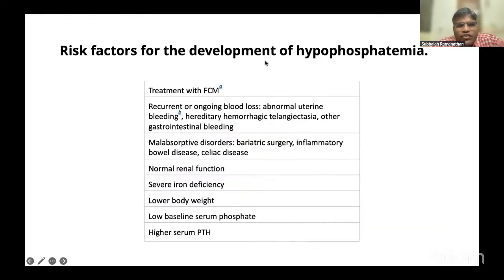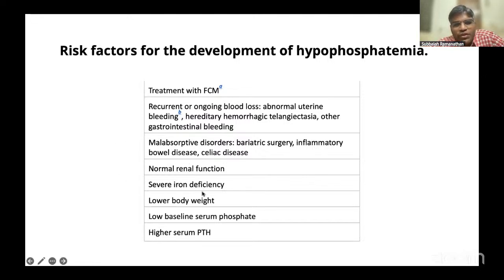So what are the risk factors for development of treatment emergent hypophosphatemia? Treatment with FCM, or recurrent or ongoing blood loss: abnormal uterine bleeding, hereditary hemorrhagic telangiectasia, other GI bleeding. The ongoing blood loss can increase the chances of hypophosphatemia. Malabsorption, so disorders like post-bariatric surgery, inflammatory bowel disease like Crohn's or ulcerative colitis, and small intestinal malabsorption problems like celiac disease. Normal renal function increases the chance of hypophosphatemia, in contrast to chronic kidney disease, because the kidneys function well, so the phosphate is lost. Whereas in CKD, the excretion of phosphate is already hampered, so the iron formulations don't cause much trouble there.